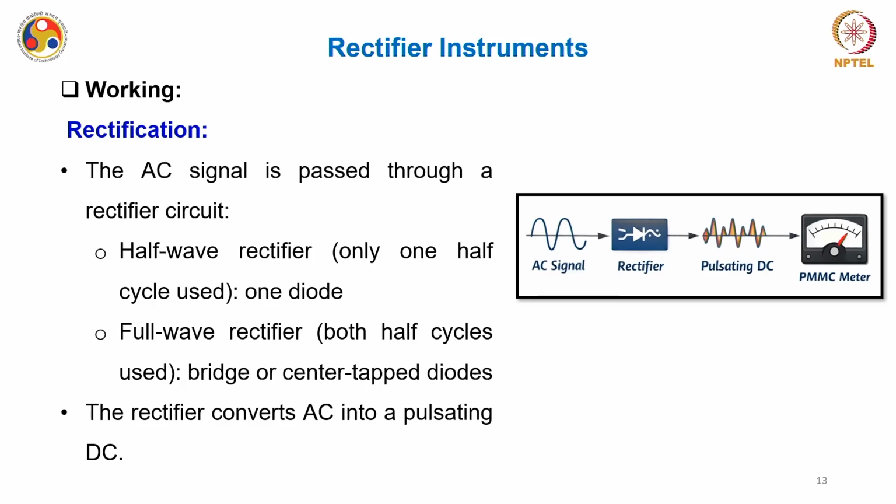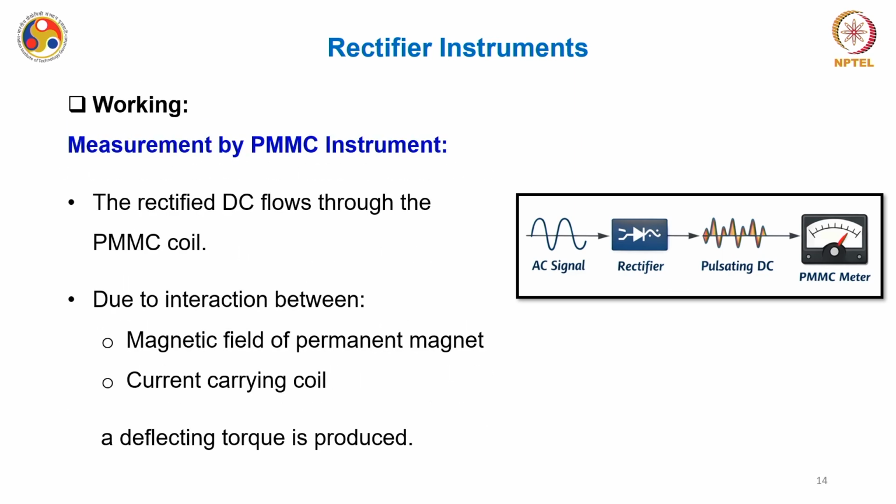Then you have the center tap diode configuration, where two diodes are placed in such a way that it utilizes both half cycles of the rectifier. The rectifier converts AC into pulsating DC, as we want in the second stage. The third stage was the measurement by the PMMC instrument, and the rectified DC we are ensuring will only flow through the PMMC instrument.